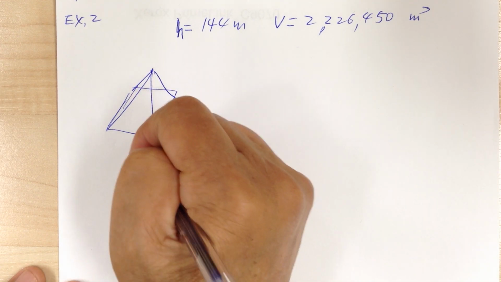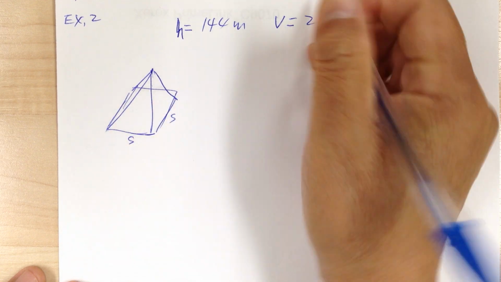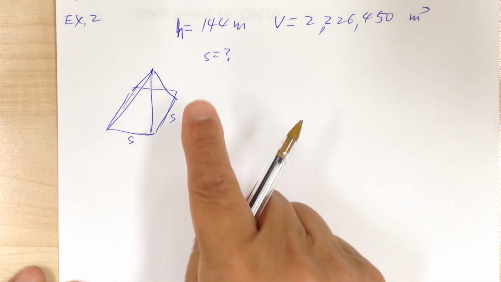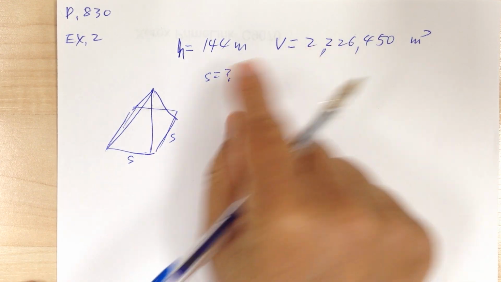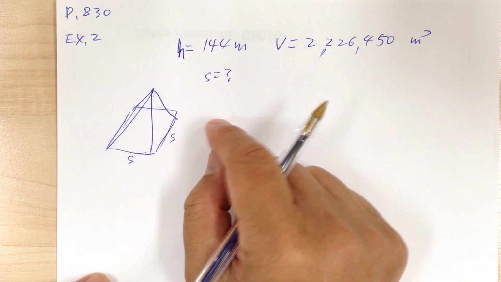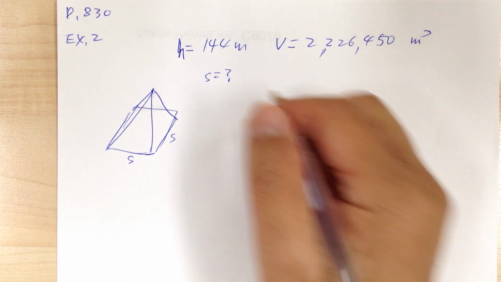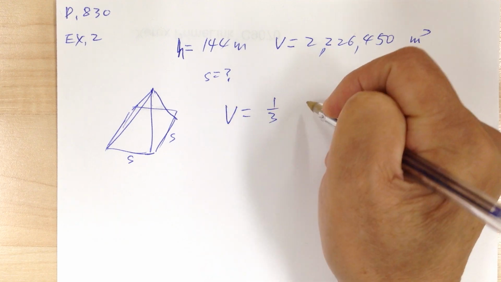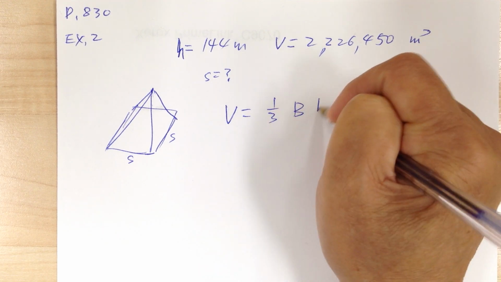Here is a square, right? And so you're looking for S. So again, write down all your information. Write down what's given and what you're looking for. Now, since this is a pyramid, right away, first you write down the formula. V equals 1/3 base area times height.